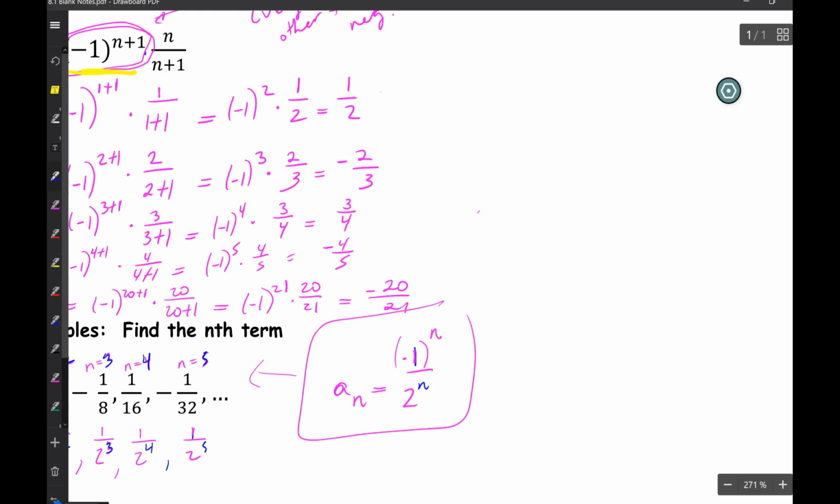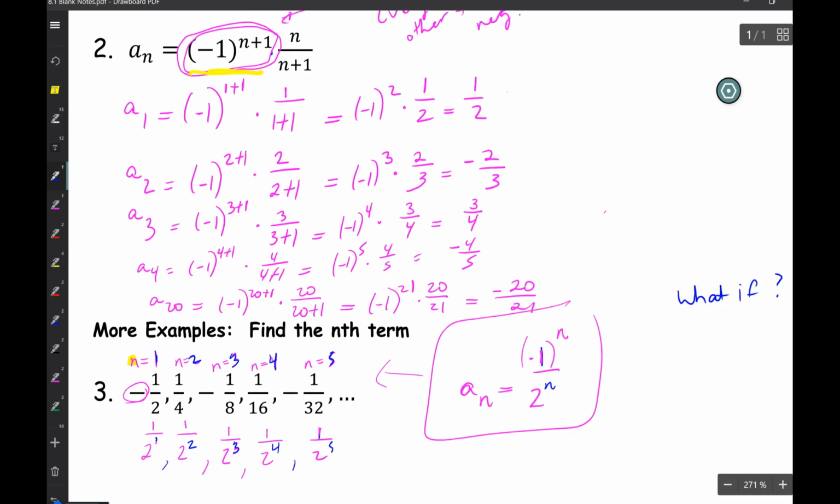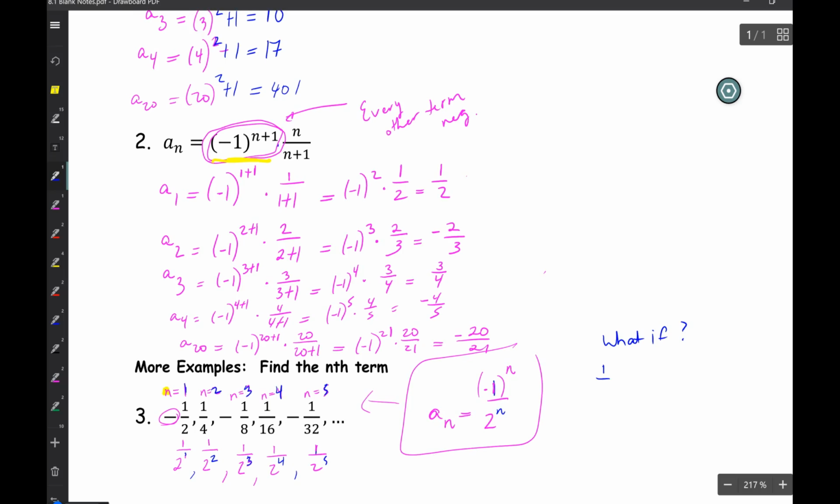But then I do want to just kind of carry that over. What if we had this pattern here? What if it changed to be 1/2, then negative 1/4, then 1/8, and negative 1/16, and 1/32, and so on? How would that change our formula to find the nth term? Yes. If we take negative 1 to the n plus 1, that will make every other term negative, starting with the second term, and then over 2 to the nth power.